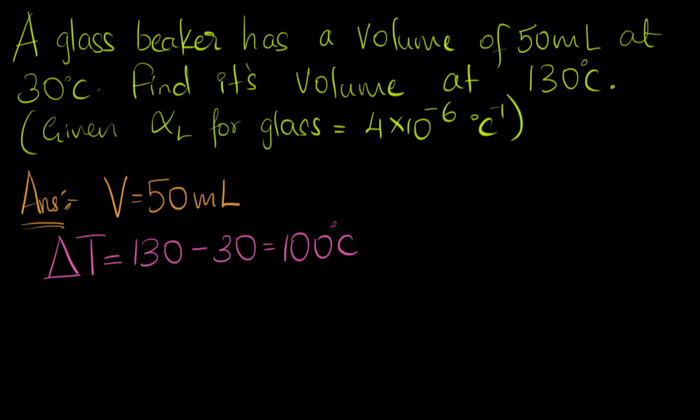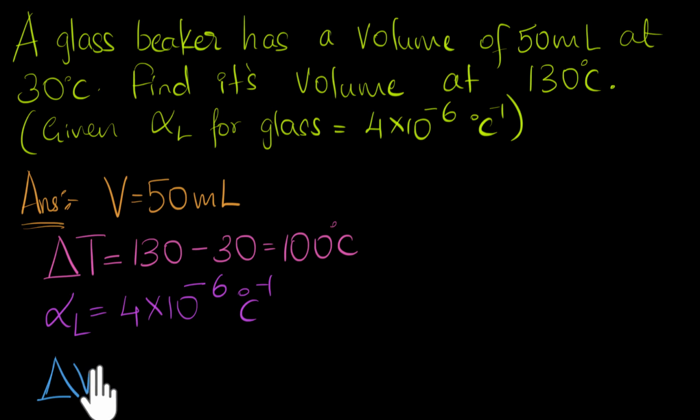That's given to us. What else is given? We've been given alpha L. Alpha L, linear expansion coefficient, is 4 times 10 to the minus 6 per degree Celsius inverse. And we need to find its volume, final volume. To do that, let's calculate the change in volume first. How do we figure out the change in volume? The change in volume is given as alpha V, that's the volume expansion coefficient, times V times delta T.